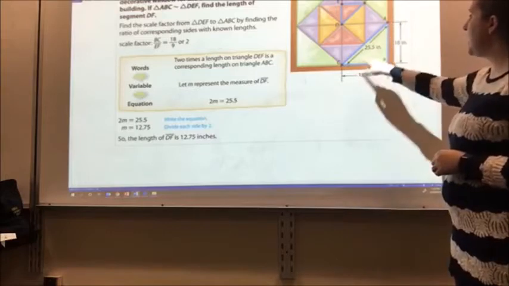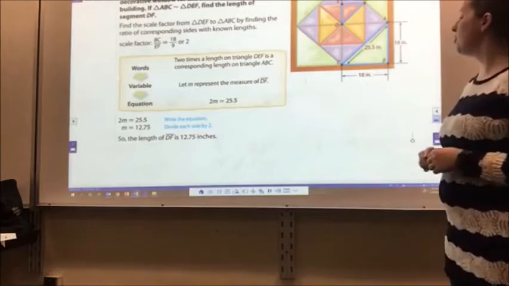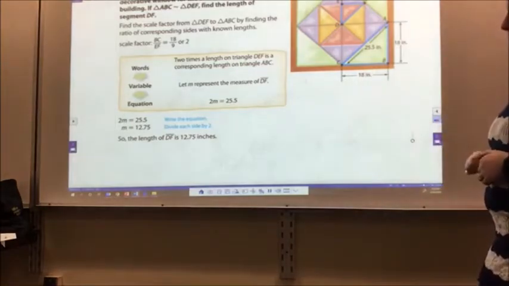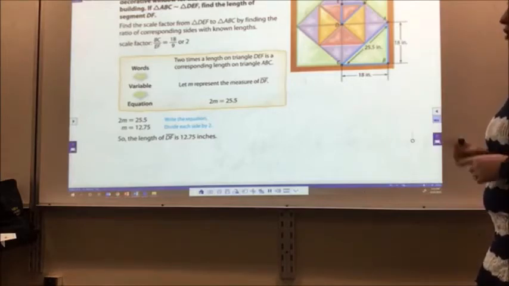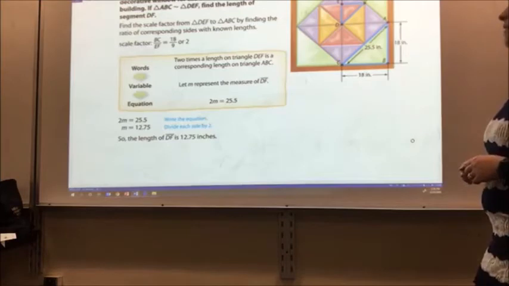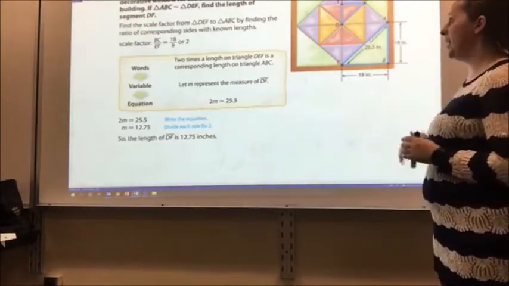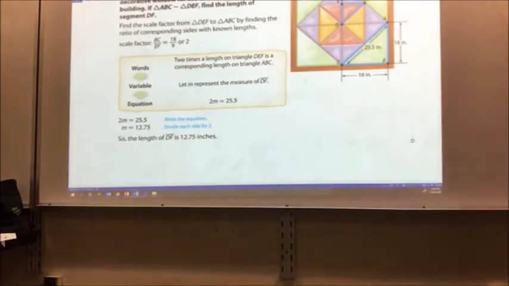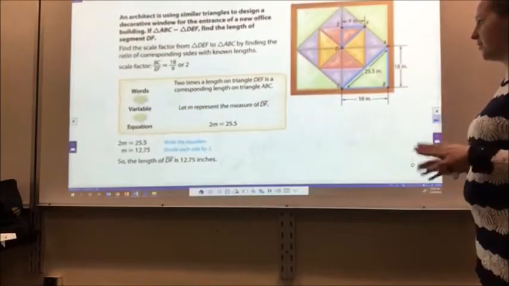Which is here, AC, because I knew DF is the similar side. Whenever I multiply 2 by it, it has to give me 25.5 because I'm going from small to big. So I need to divide both sides by 2. So M equals 12.75 inches.